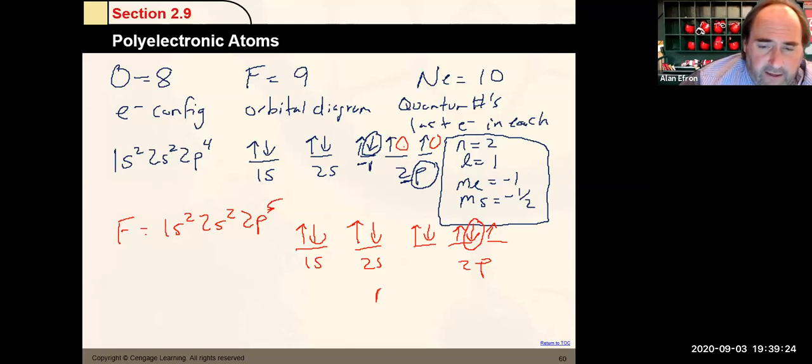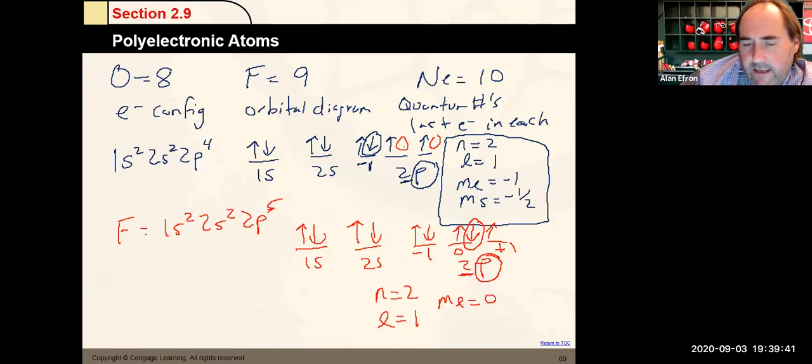And the n value here would also be 2. Again, it's on the second level. Still hanging out in the p subshell, so L would equal 1. Specifically in that p subshell, it is in the 0 orbital for M sub L. And our spin on that electron is also going down, which would be -1/2 in that particular case. Any questions on that?